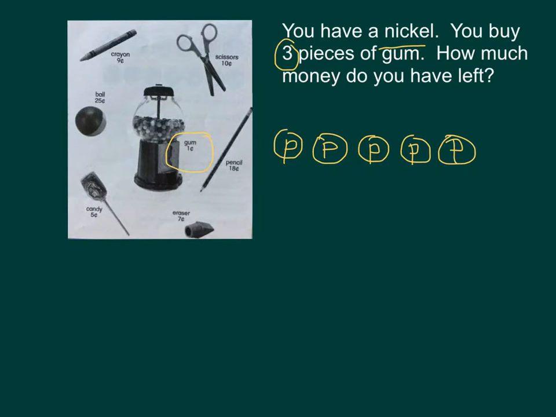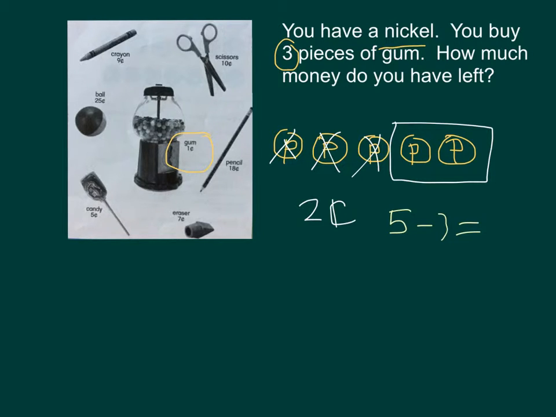One strategy would be to draw out 5 pennies because I know that a nickel is worth 5 cents. Because each piece of gum is worth 1 cent, I could cross out 3 of those pennies. That leaves me with 2 pennies, or 2 cents left. I could write this as a number story, as 5 minus 3 equals 2.